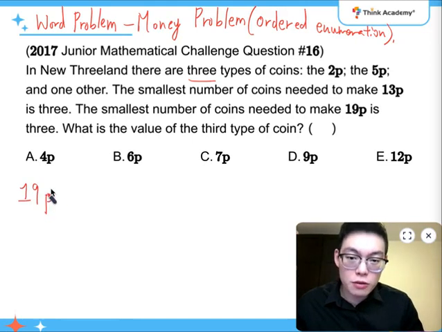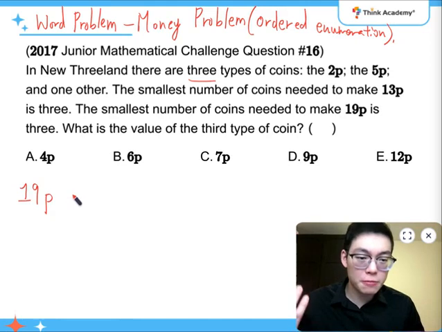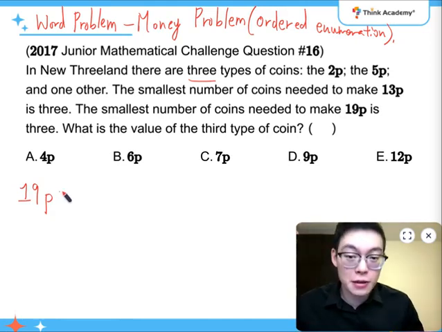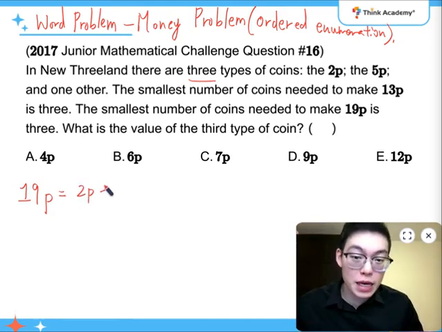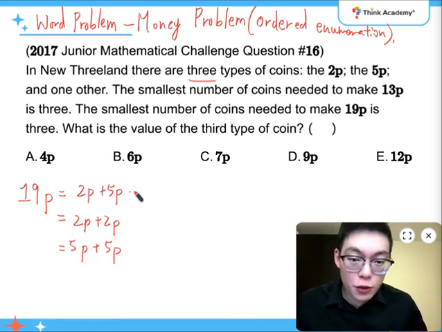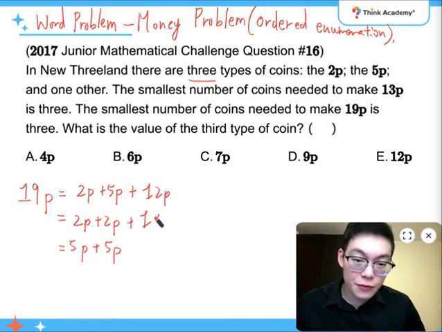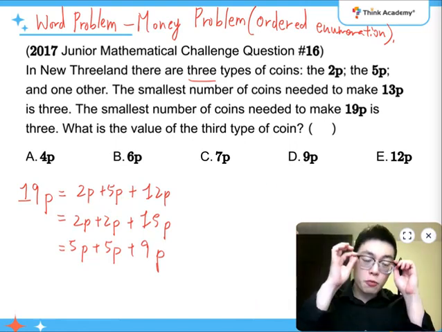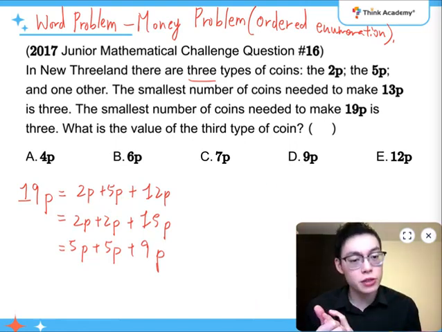So first of all, I might be just using one of the new coins, right? Which means that it's either going to be 2p adding 5p, 2p adding 2p, or 5p adding 5p, right? If I'm using 1 extra coin. So the values of the extra coins are going to be 12p, 15p, and 9p respectively. But of course, it is still possible that I'm using 2 of the new coins, right?